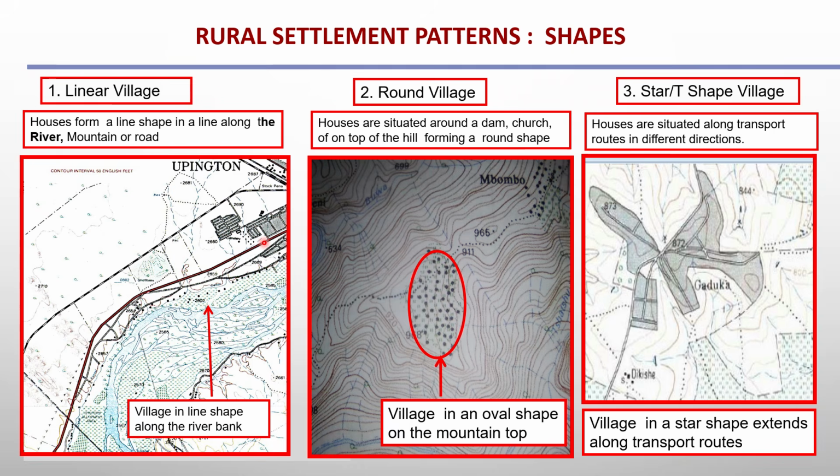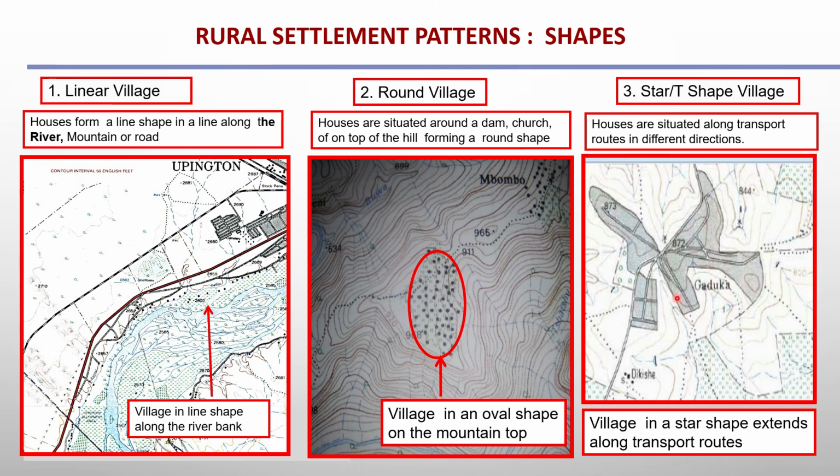Then a round shape. Houses are situated around a dam, around a church. Sometimes it can be around a green area, or back then it was around a kraal. But in this case, you can see that the village is on top of a mountain. You can see there's a steep slope on every side of this mountain, and then at the top it takes a round shape. It's an oval shape. This is a round village. In this case, it's just on top of a hill, forming an oval or round shape.